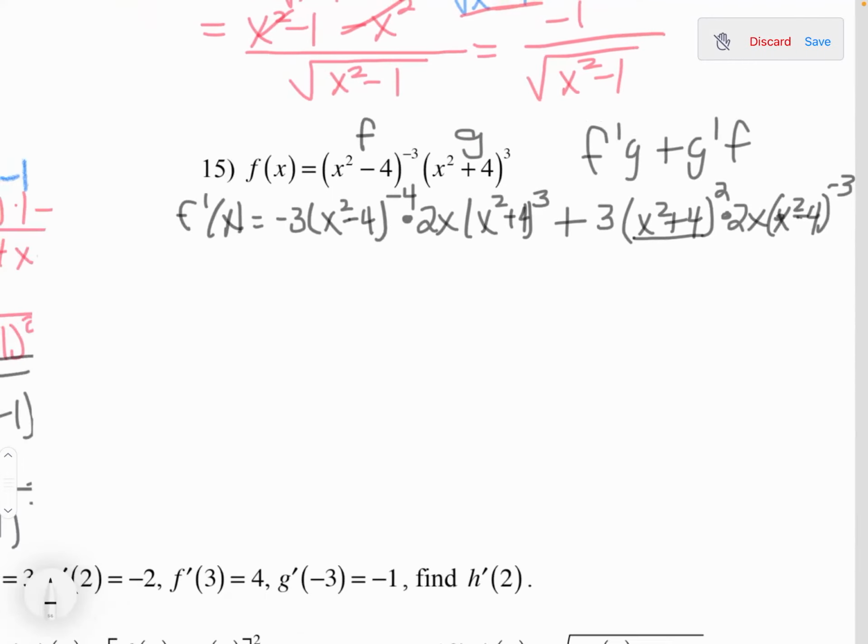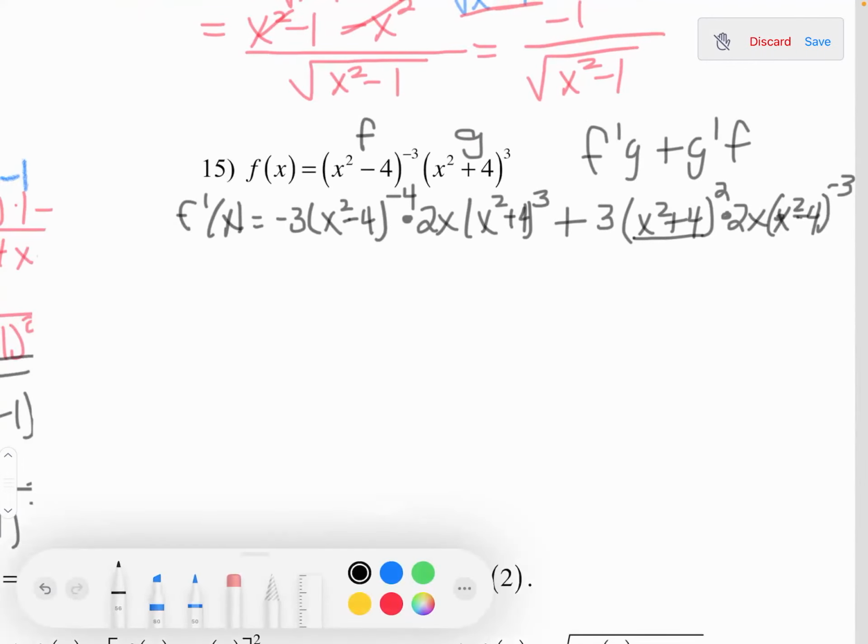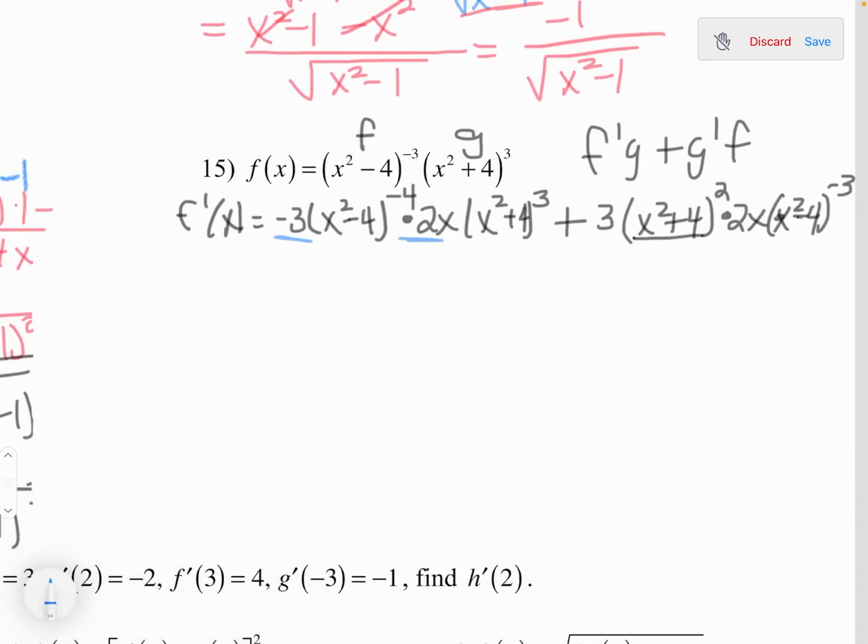Now we can multiply some things together. We can multiply the negative 3 and the 2x together. We can multiply the 3 and the 2x together. And then I'm going to just move some stuff to the denominator to make it positive. So we get negative 6x. If it has a positive exponent, x squared plus 4 to the third power, I'm going to leave it on top. And this x squared minus 4 to the fourth power to make it positive.